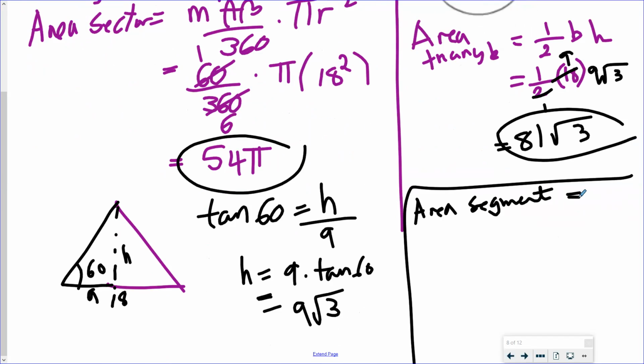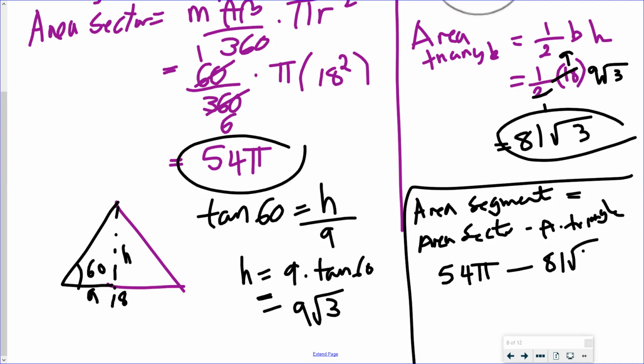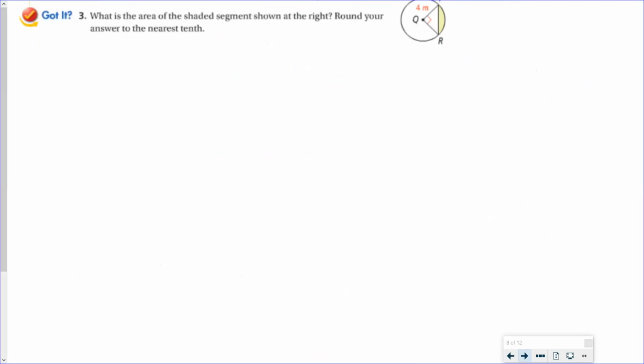So here, the area of the segment is the area of a sector minus the area of the triangle. The area of a sector here is 54 pi minus the area of a triangle, 81 square root of 3, with the unit, the inch or centimeter. This is a way we can find the area of a segment. Is it clear? Yes. Now, let's do this one.